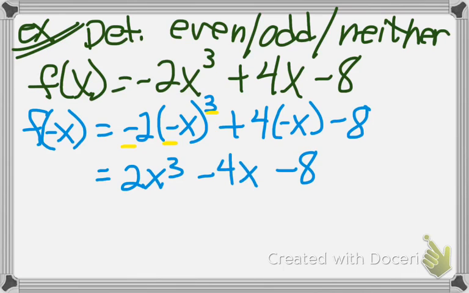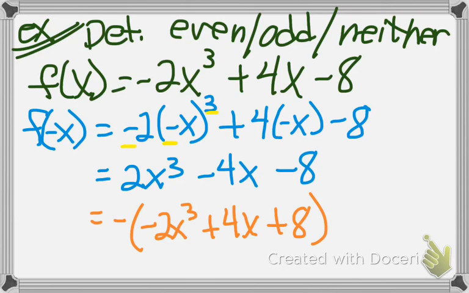Okay. And then you ask yourself the question, right? Is this the same as the original? If it was, it would be even. But it's not. So it's not even. Okay? So if it's not even, the next thing that we try to do then is we try to factor out a negative. So you factor out a negative, and that changes all the signs of all of your terms in your function. So this will now be a negative 2x cubed, a positive 4x, and then a positive 8.